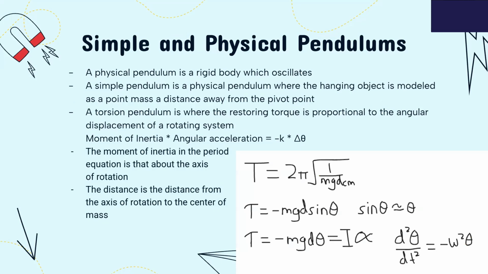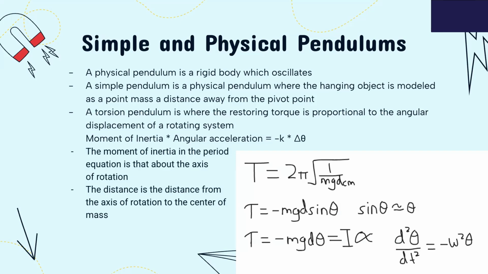Okay, on to simple and physical pendulums. So we defined simple pendulums previously. We found the period equation for it. But a physical pendulum is when a rigid body oscillates. And a simple pendulum can just be thought of as a physical pendulum where the hanging object is modeled by a point mass a distance away from the pivot point. A torsion pendulum, on the other hand, is where the restoring torque of that pendulum is proportional to the angular displacement of the rotating system.